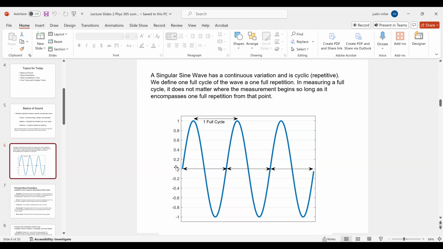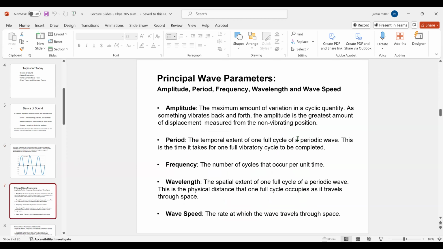Or it could be a plot of the intensity or pressure. There's lots of different things that we could be looking at in terms of a maximum variation. But the main thing with this is, hey, the amplitude is really just about what is the maximum variation in whatever wave we're looking at. That's it, amplitude. Then we've got period.